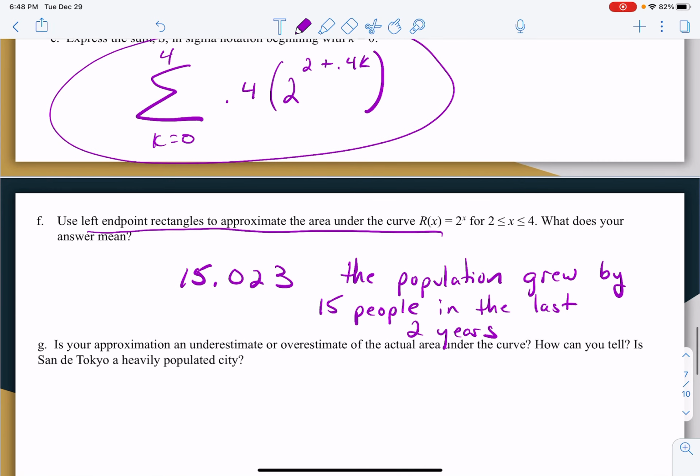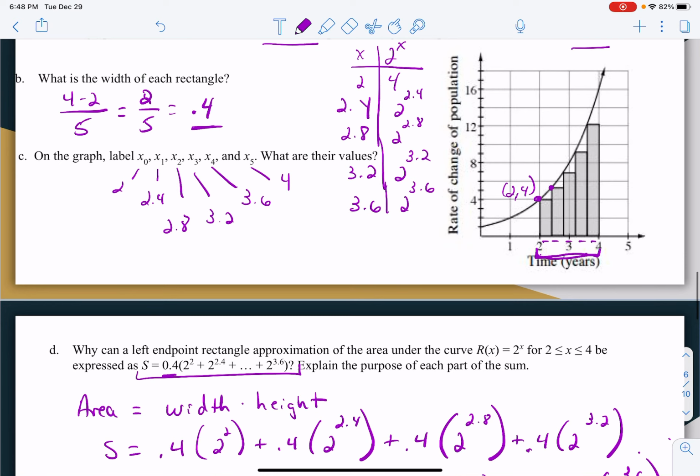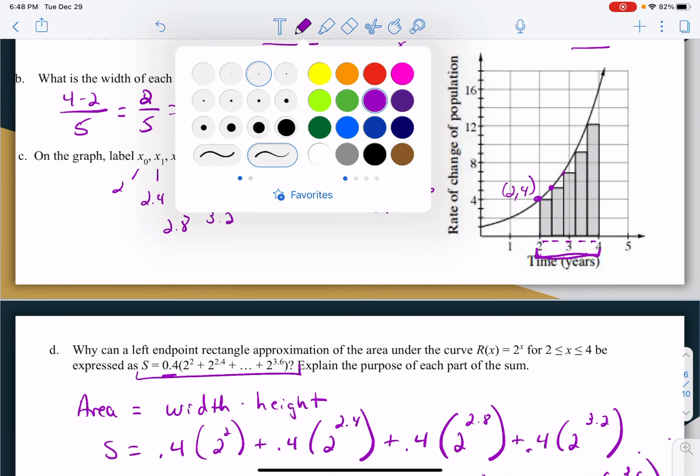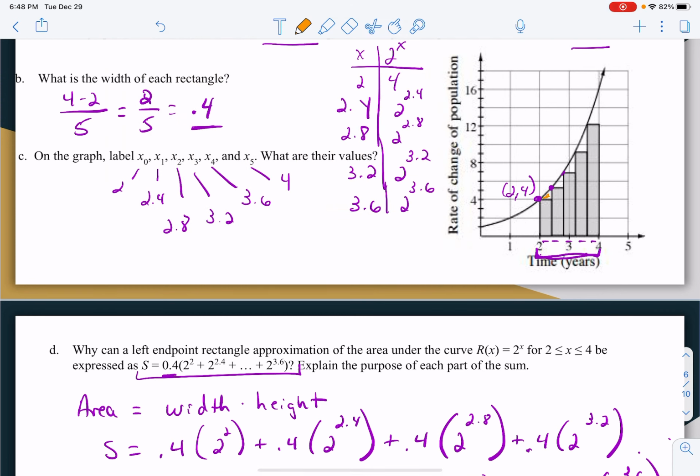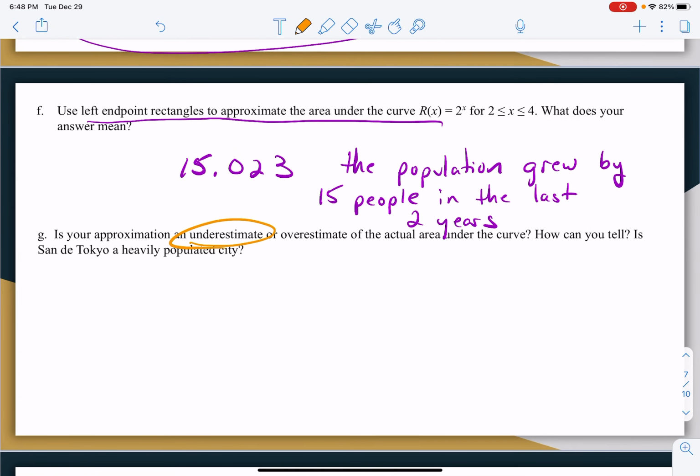Is this an underestimate or an overestimate? Well, we had an increasing function and we used left endpoint rectangles. So we have all this space that we haven't found the area of. So that tells me that I have an underestimate of the actual area. Because left endpoint rectangles give us an underestimate in an increasing function.